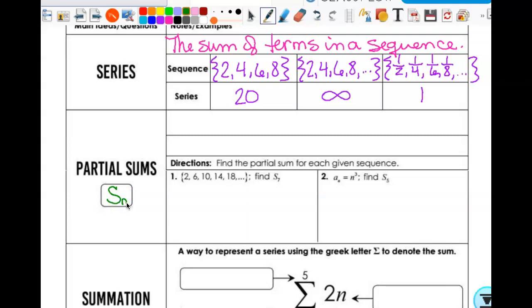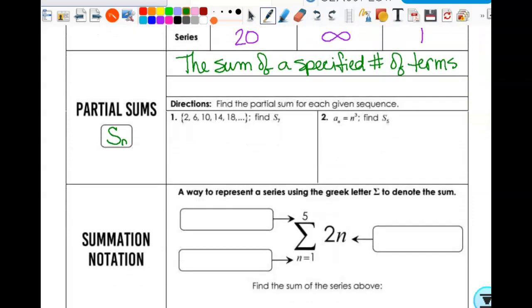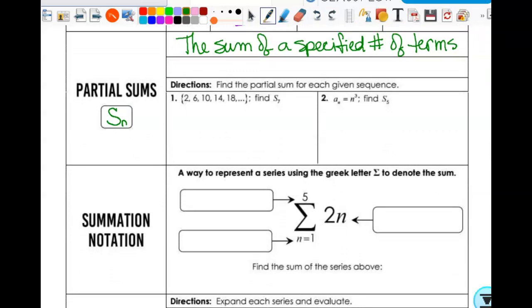That's what the notation is. And so a partial sum is the sum of a specified number of terms in a sequence.